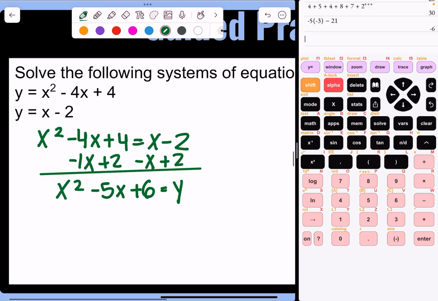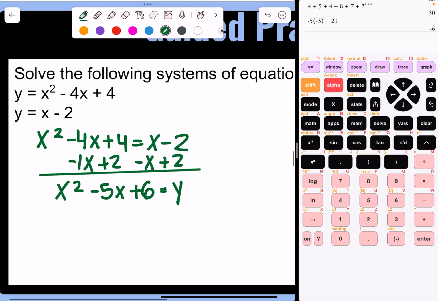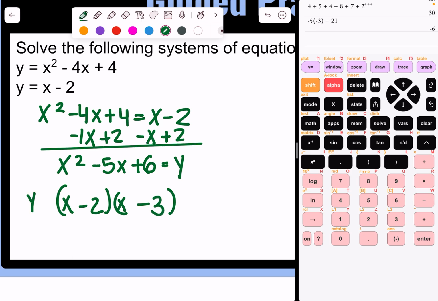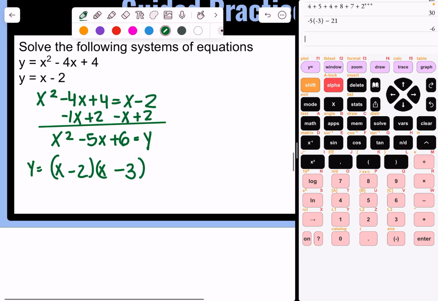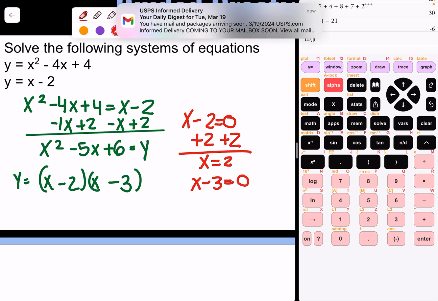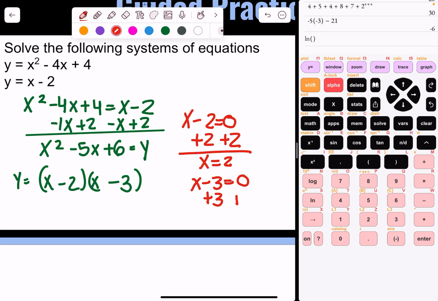Alright, first we're going to see if there's a GCF we could take out. The number in front of x squared is 1, which is good, so there's nothing we could take out. Alright, let's see if we could find what adds and multiplies: negative 2 and negative 3. And now let's set each of these equal to 0. x minus 2 equals 0. Add 2 to both sides, we get x equals 2. Now we're going to add 3 to both sides, and we get x equals 3.